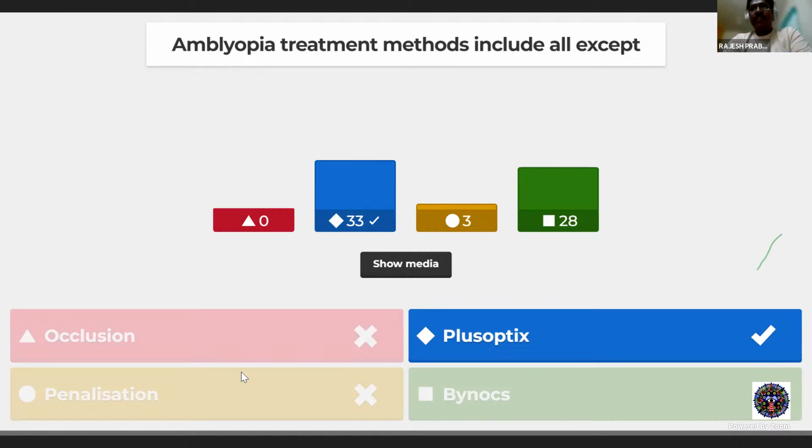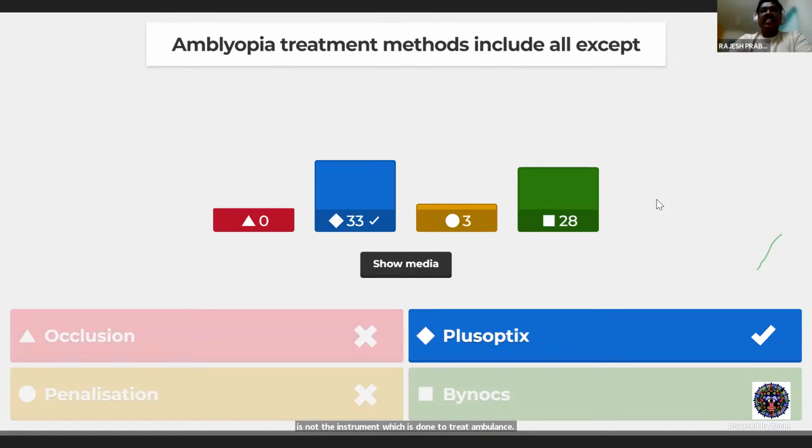Perfect answer is plus optics, but I don't know why many have answered as binocs, because whenever there is a question about amblyopia treatment, the most recent trends will be the one which is asked in the exams, either in the theory or in the practicals. So binocs is one of the methods which is routinely used nowadays in treating anisometropic amblyopia. So you should be knowing about the recent trends and recent advances in the amblyopia treatment. Plus optics is an instrument which is used to diagnose amblyopia or diagnose refractive error. It is not the instrument which is used to treat amblyopia.